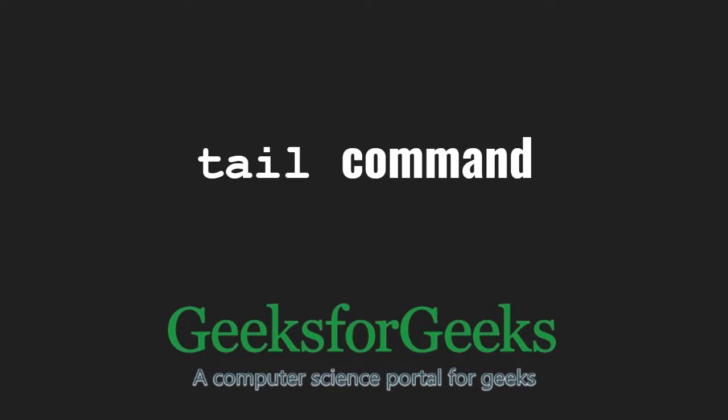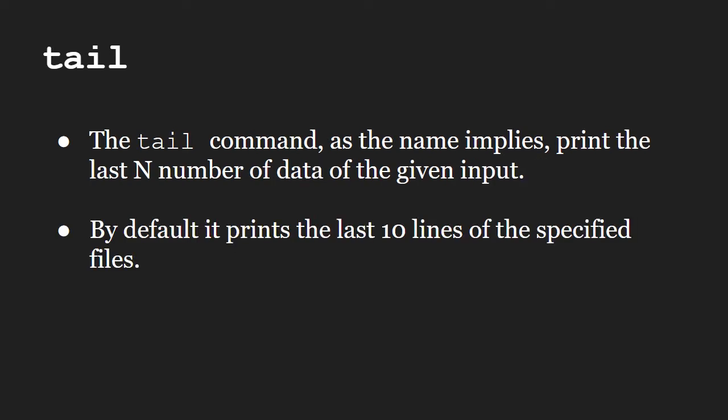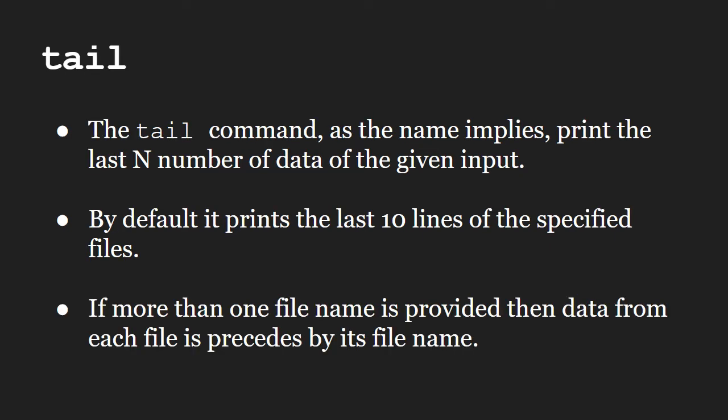In this video, we are going to learn about the tail command. The counterpart of head, the tail command prints the last n number of lines of the given input file. When used without an option, it prints the last 10 lines of the specified file. If more than one file name is provided, then data from each file is preceded by its file name.